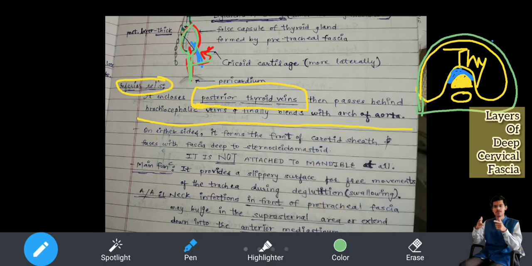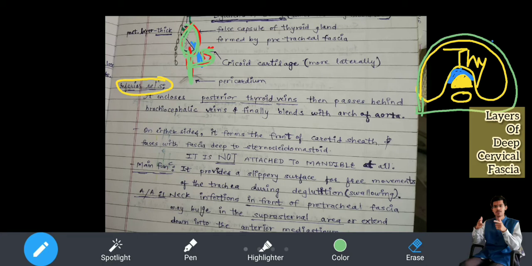So once the thyroid gland is over, at the base of the thyroid gland, both the parts of this fascia will merge to form a single fascia cover. And behind this you will have the thyroid veins I have shown here in blue. Now this will form a cover. So they are enclosing the posterior thyroid veins. Understanding? And then they pass behind the brachiocephalic vein. Now these posterior thyroid veins go and drain into the brachiocephalic vein, and they finally blend into the arch of aorta as written over here. Understanding? This is the inferior relation.